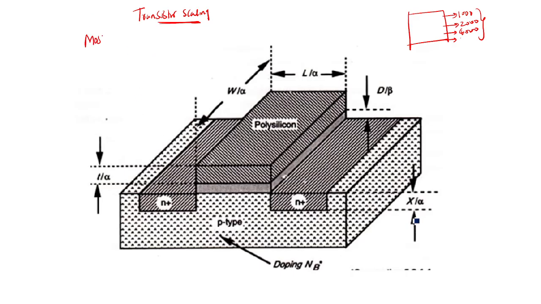So MOSFET, enhancement and depletion MOSFET. Suppose this is the diagram for the MOSFET. Basically we are using CMOS technology. CMOS technology means we are using PMOS as pull up and NMOS as pull down. So at last we come to the MOSFET only. A MOSFET has a P-type substrate and N plus regions, and we already saw this.